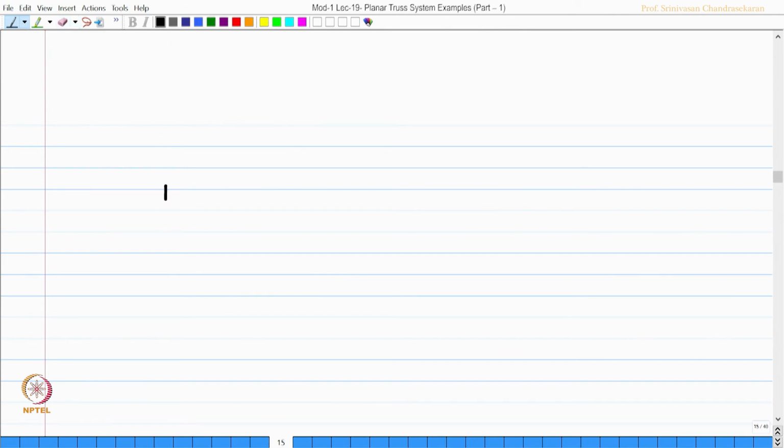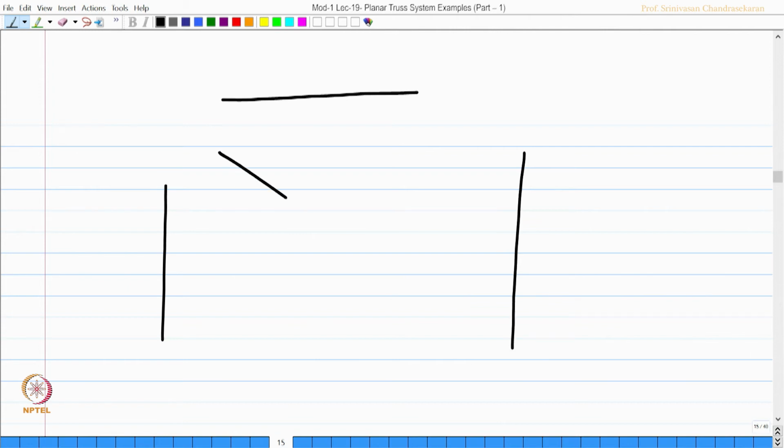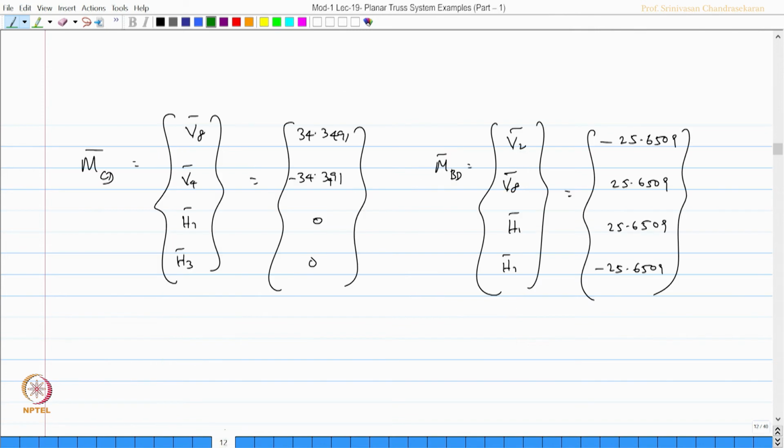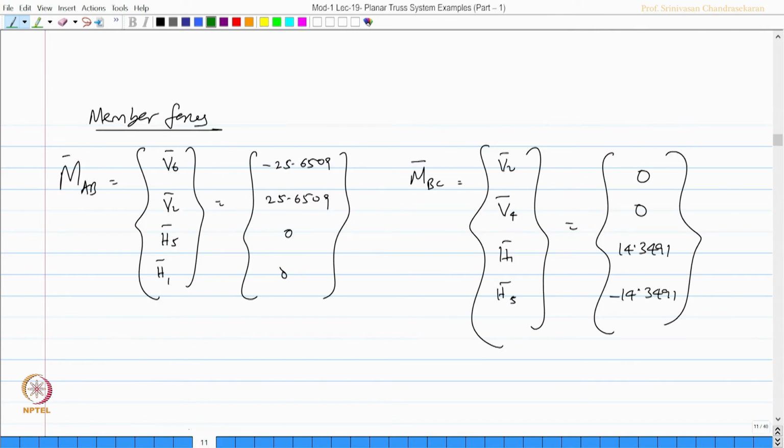So, member 1, member 2, member 3, member 4 and member 5. Let us do it separately for each member. So, this is 25.65 and 25.65. You can always find this from this vector. If you say MAB, it is V6.